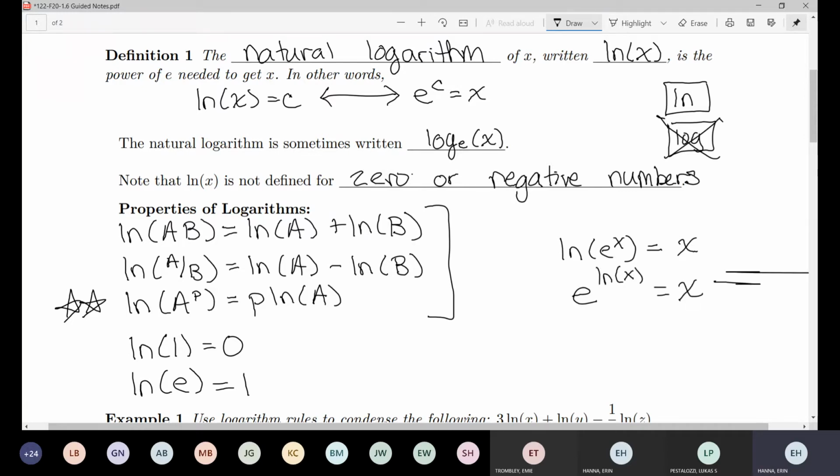Whoa, what happened? Blink. So I'll pause for a minute while you guys get those down. And then we'll see a couple examples of using these, and then we'll go on to see how we're going to solve equations using this natural log.